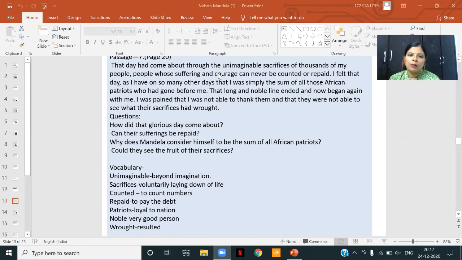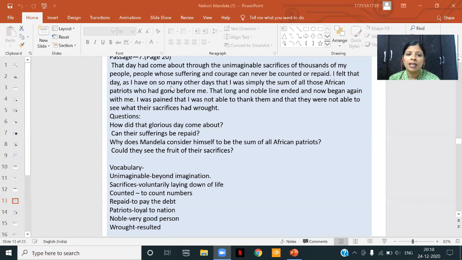That day had come about through the unimaginable sacrifices of thousands of my people whose suffering and courage can never be counted or repaid. So, Nelson Mandela is becoming nostalgic. He is thinking about the national freedom fighters who sacrificed their life, who came out with a lot of courage. And Nelson Mandela says, I can never repay them for their sacrifice for their country.